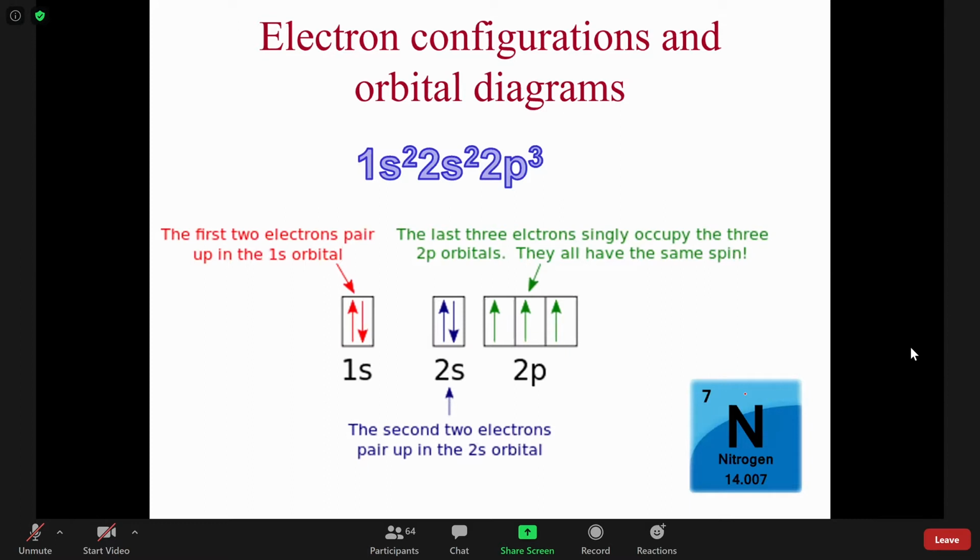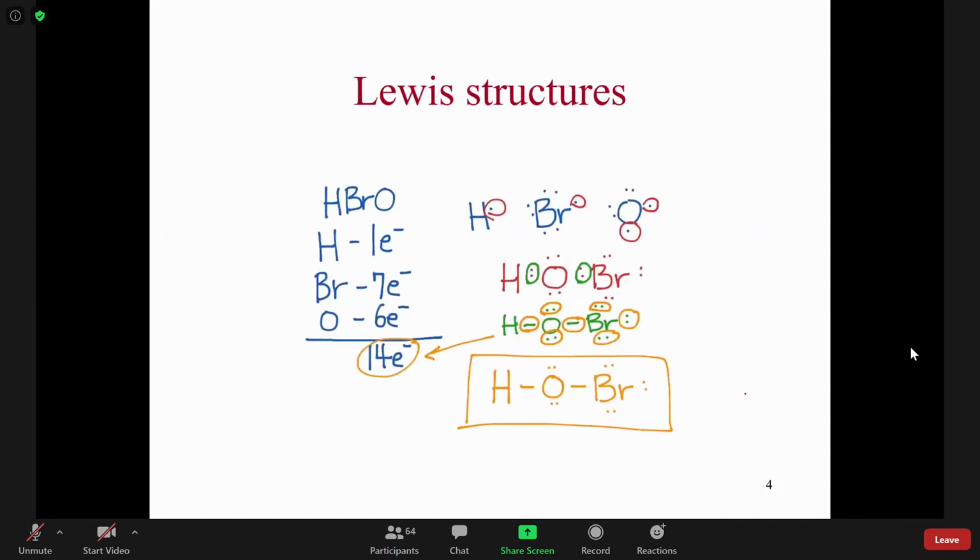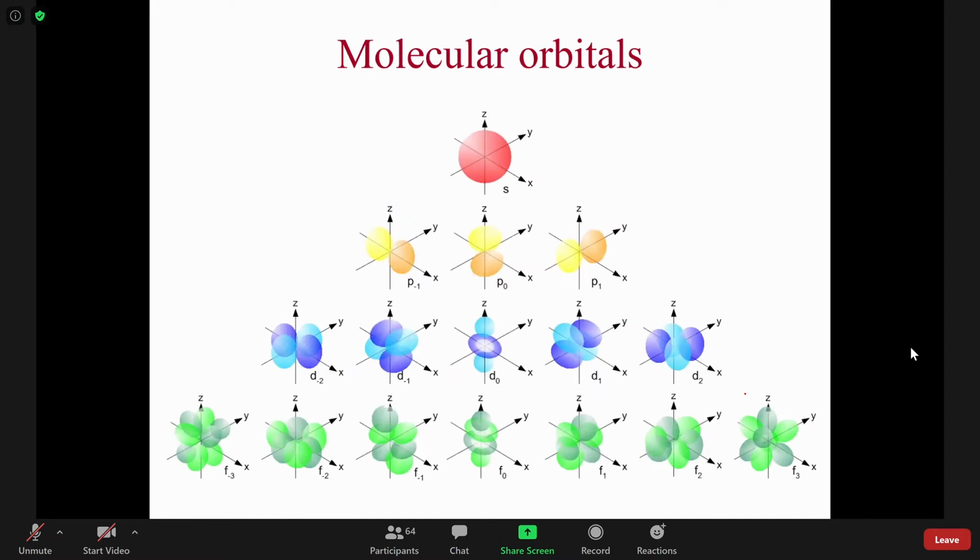So this is just an example for nitrogen, how you could draw an electron configuration and an orbital diagram. This is a typical example of a Lewis structure, been there, done that. And this is a recapitulation of all these orbitals. And as always, I go back to the p orbital because I think it's not overly complex, but also very illustrative.